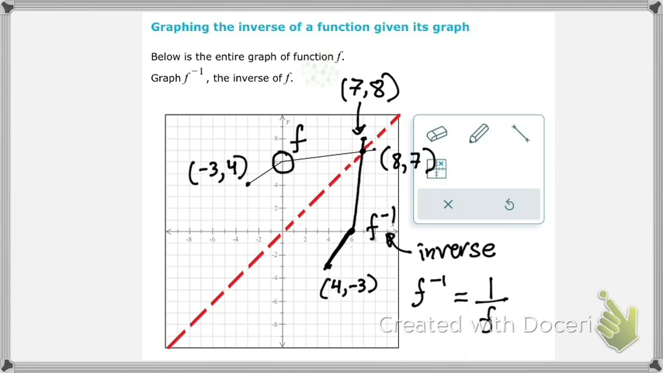So the key is really taking these corners, the end points and the corner points, and you can take those points and then invert the x and y and get the other point, or in some cases you can see the reflection, like from 6 to 6. That's a pretty clear reflection there. Okay, so that's inverse graphically.